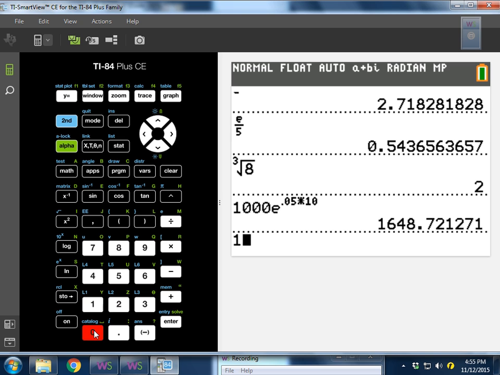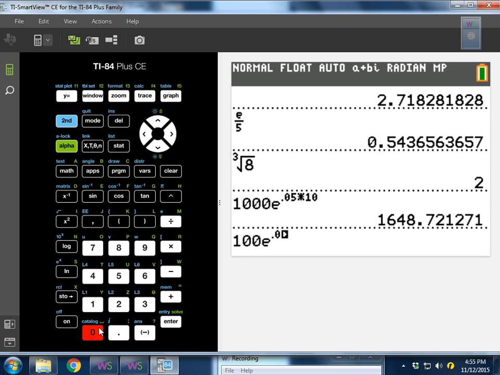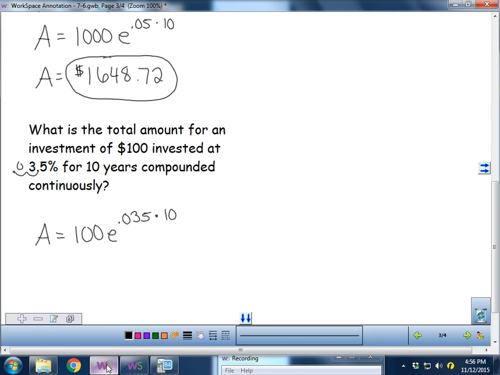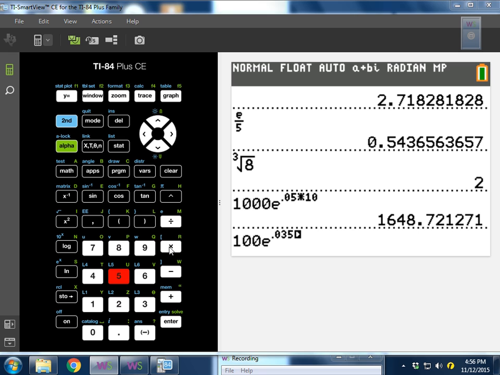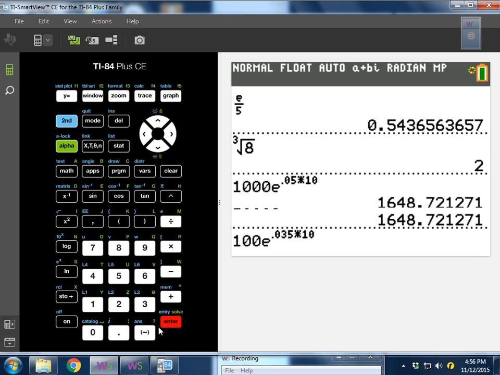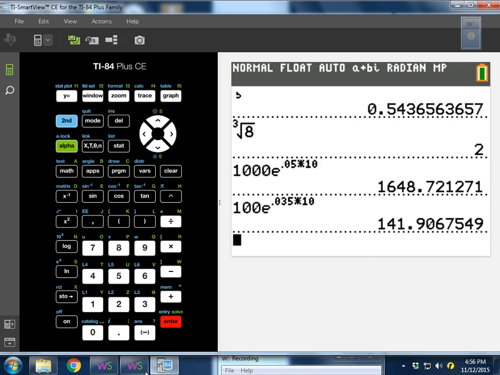So I've got $100, and then I've got to put in an e, e to the 0.035, and it is 10 years, correct? So times 10. And I get $141, and we'll round this. If we look at the digit after the 0, there's a 6, so if it's 5 or bigger, this rounds up to a 1. So this would be $141.91.